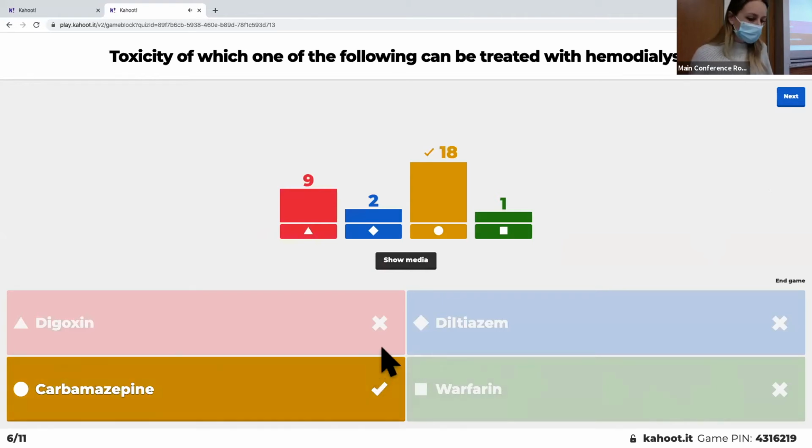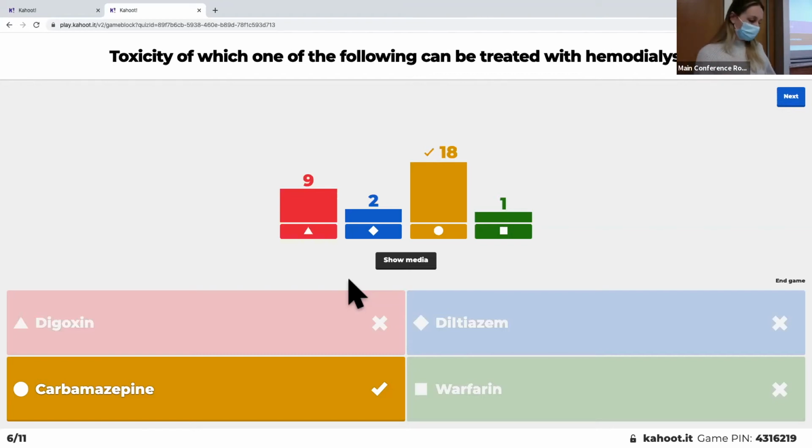Okay, so carbamazepine. There are three main factors that influence the dialysability of something: molecular weight, protein binding ability, and volume of distribution. Dialysis is usually ineffective with compounds that have larger molecular weights, large volume of distribution, and are protein bound.